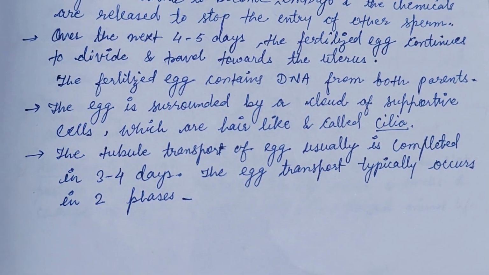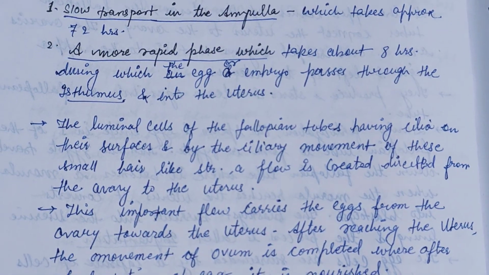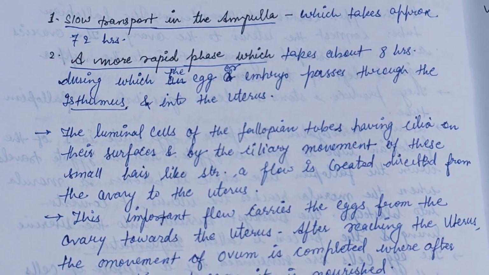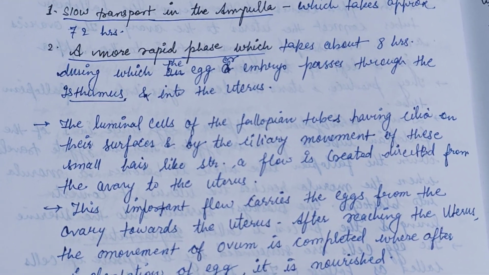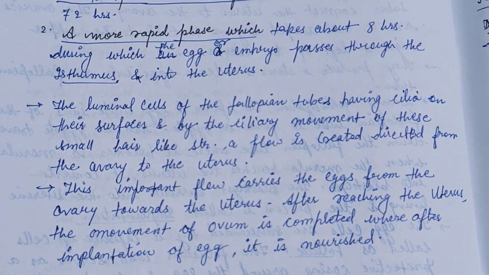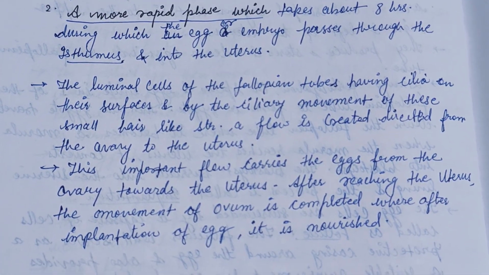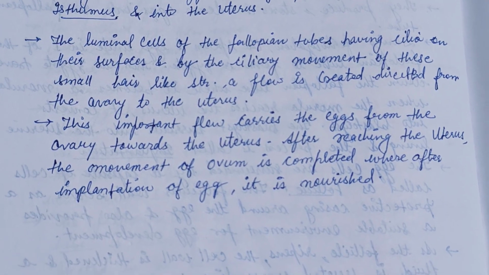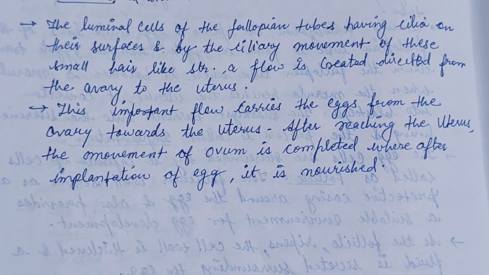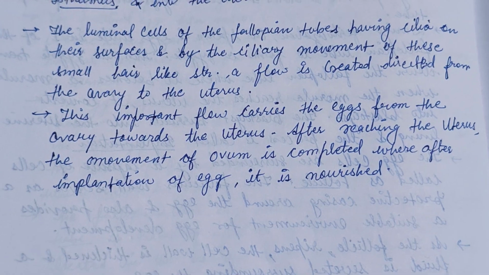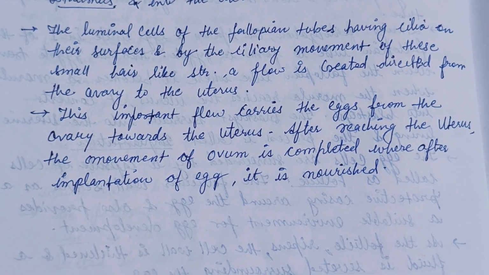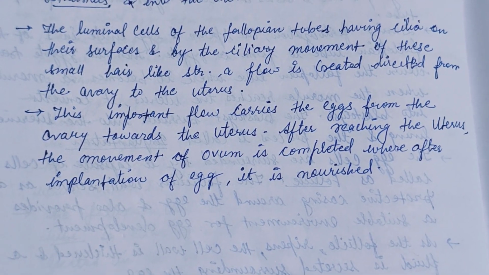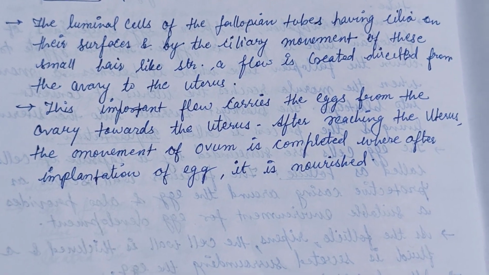The egg transport typically occurs in two phases. The first one is a slow transport in the ampulla, which takes approximately 72 hours, and next is a more rapid phase, which takes about 8 hours, during which the egg or the embryo passes through the isthmus and into the uterus. The luminal cells of the fallopian tubes have cilia on their surface, and by the ciliary movement of these small hair-like structures, a flow is created directly from the ovary to the uterus.